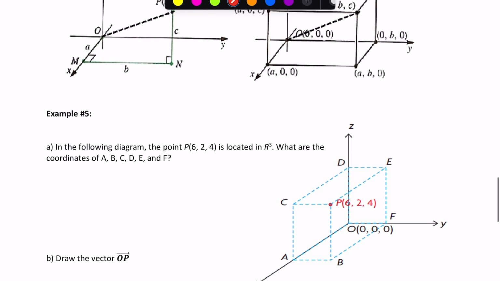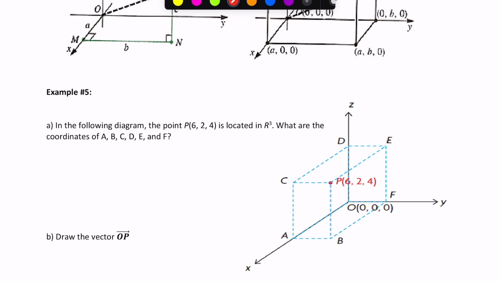Okay, so if we look at this diagram, in the following diagram, the point P, which is 6, 2, and 4, is located in 3 space R cubed. What are the coordinates of A, B, C, D, E, and F?